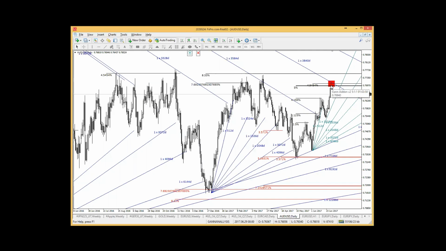So you have 2% and you have the Gann angle. There was weakness in the market. So today we are in a short position to the downside.